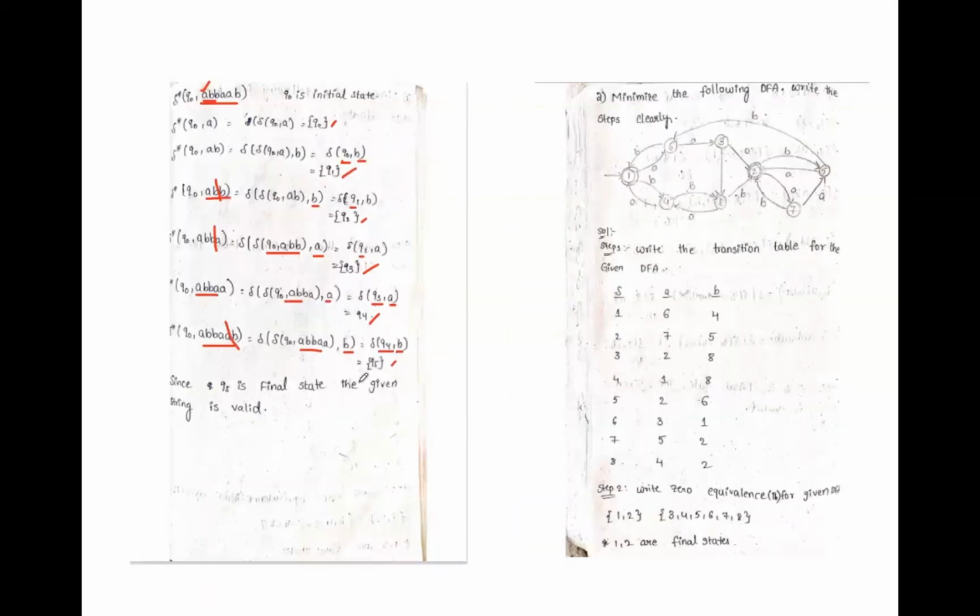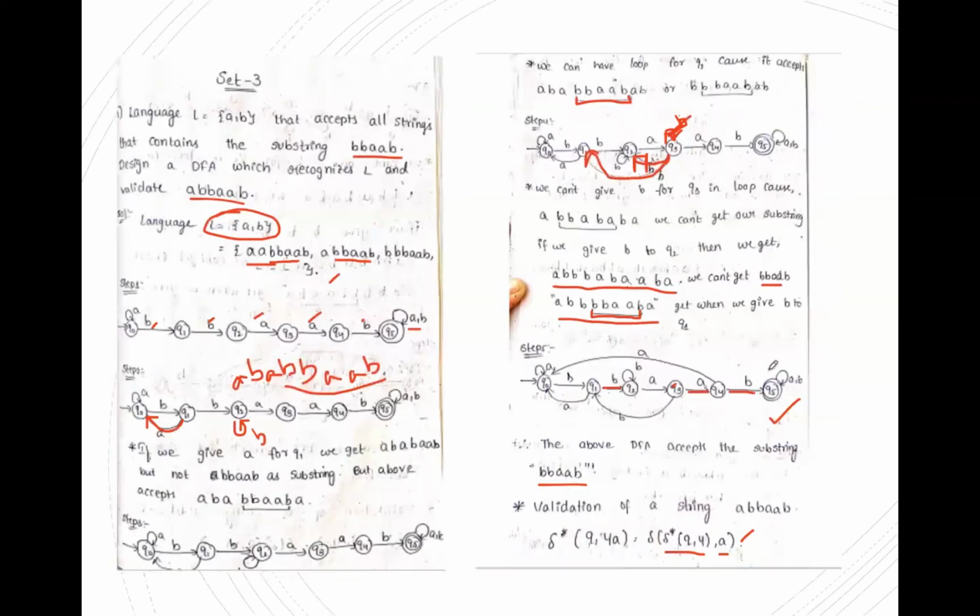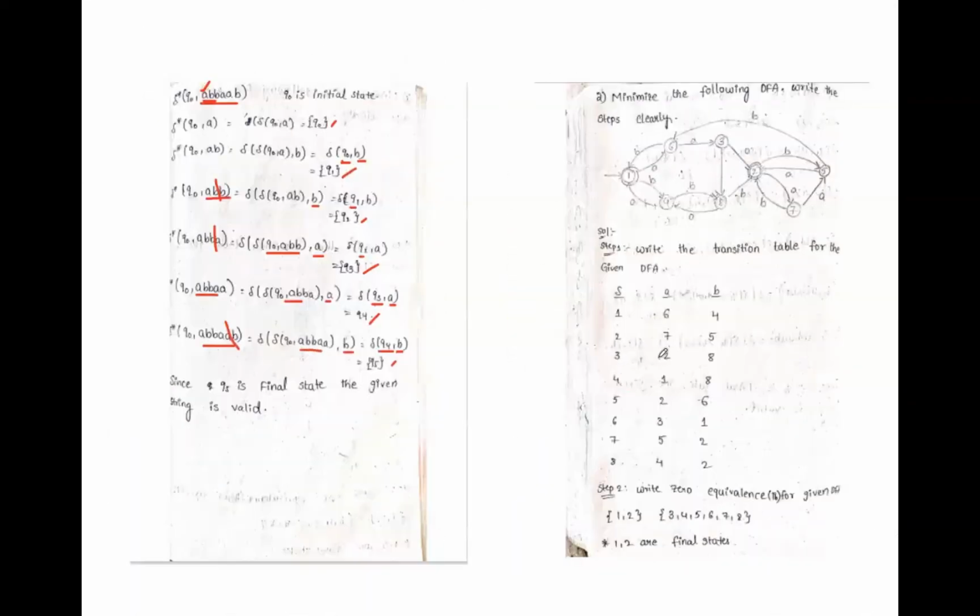Now check whether Q5 is a final state or not. Yes, Q5 is a final state. So we can say that the string is a valid string.